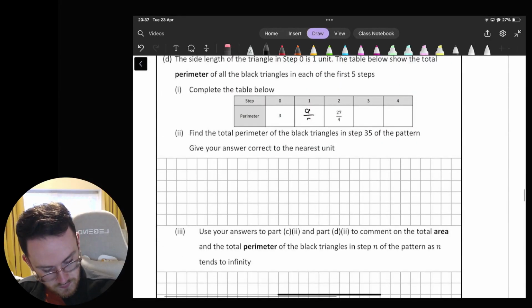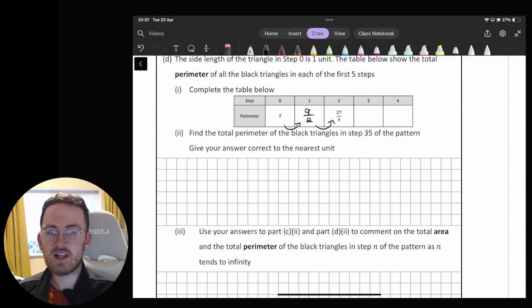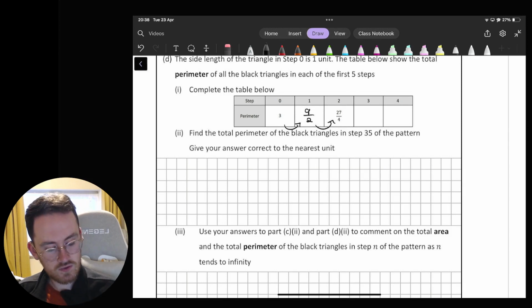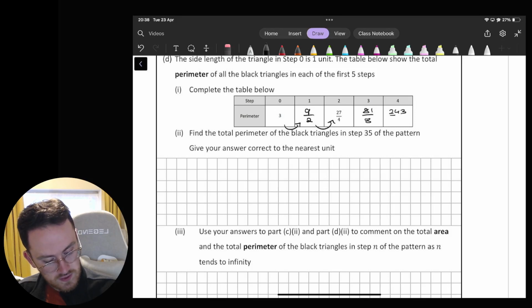Over 2 here. So I can see going from here to here and here to here, they've given me a value as well. Can we spot any pattern? I can see we're multiplying by 3 over 2 there. So using that to fill in my other values, I get 81 over 8 and I get 243 over 16.